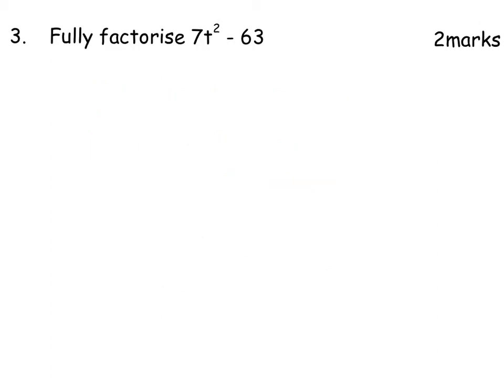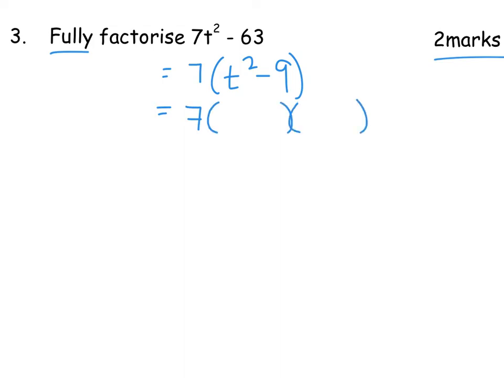Okay, then we have another non-calculator question again. Fully factorise, and the 2 marks tell you that there's more than one step to it. Obviously, you should spot the common factor of 7. So you divide everything by 7, and that leaves you t squared minus 9. Now that is not worth 2 marks, okay? So that t squared minus 9 can go further. You should notice that that is a difference of 2 squares.